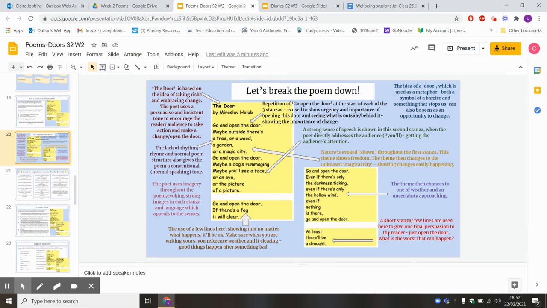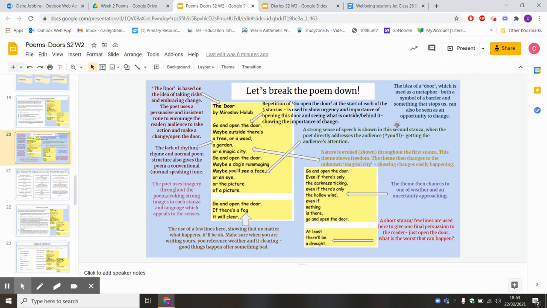Remember, if you don't know what a stanza is, ladies and gentlemen, make sure you have a look at your grammar resource slide. That will also take it through for you. You can see that speech is being used and the use of repetition and this idea of a door, which is used as a metaphor. Again, if you can't remember what a metaphor is, make sure that you go back to the grammar resource slides to help you. Please pause this learning and teaching video now if you think you need to go over those before you continue.